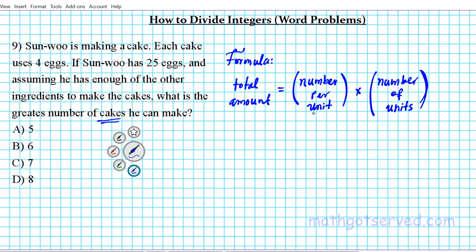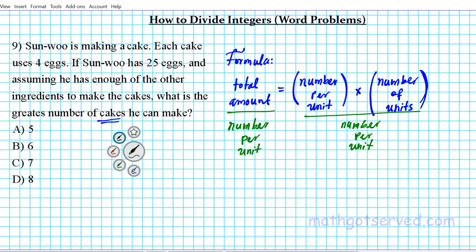So since we're looking for a number of units here, what can I do to this formula to get number of units, number of cakes, isolated? To get number of units isolated, what we're going to do is eliminate number per unit. Okay, so I'm going to divide both sides of my equation by number per unit. Just like in this case, we have 4 eggs per cake, right? So that's a number per unit. So divide both sides by number per unit. And that will take us to another formula that you need to know to do well on your test.